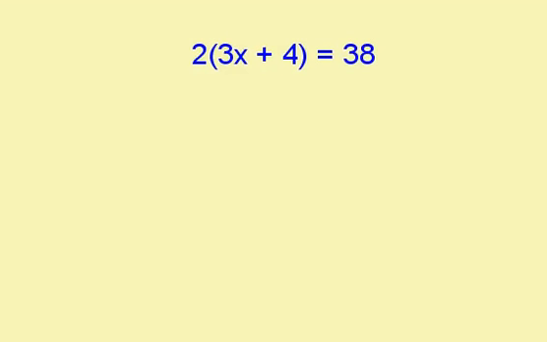This question looks different to all the others, but we're going to make it look the same by expanding the bracket. To review expanding brackets, please see clip number 58. Everything inside the bracket needs to be multiplied by 2, so I'm going to do 2 times 3x, which is 6x, and 2 times 4, which is 8.